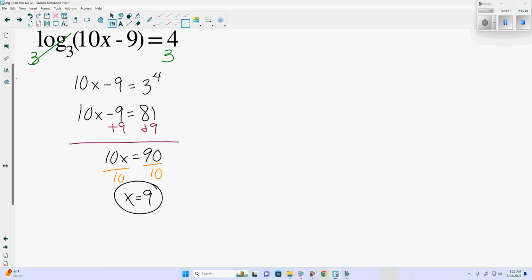And again, the main thing is we don't want what's inside the log to be negative. And we could do it independently. We could say 10 times 9 minus 9 would be 90 minus 9, which is 81. We're good. It's a positive number. And log base 3 of 81 is indeed 4, because we're saying 3 to the 4th power is what? 81. Questions on this here?